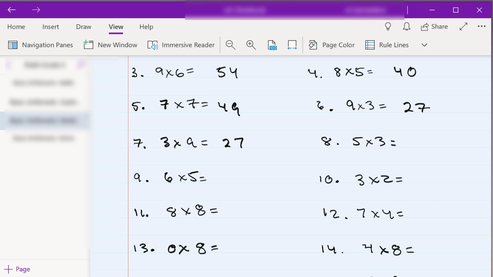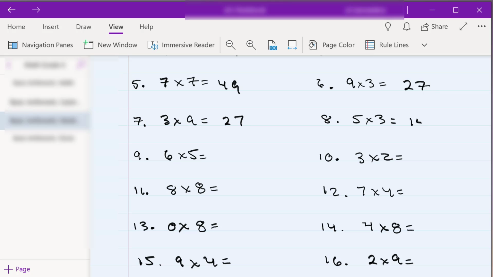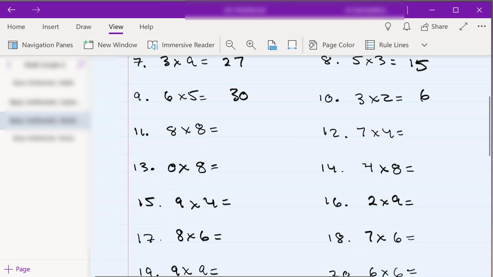So you can see in numbers 6 and 7, the numbers are just interchanged, but the answer is the same. This is a rule of multiplication. 5 times 3 is 15. 6 times 5 is 30. 3 times 2 is 6. 8 times 8 is 64. 7 times 4 is 28.